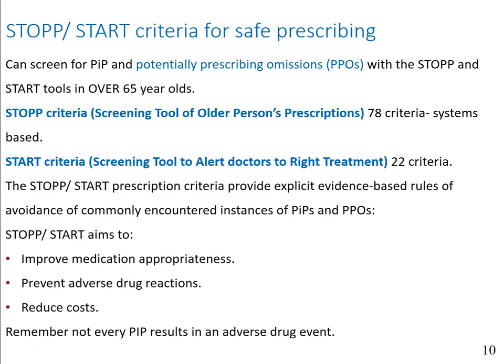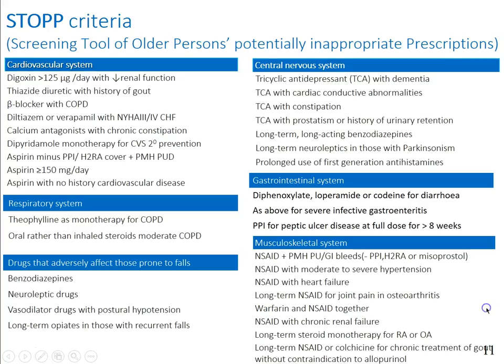The STOPP/START criteria are screening tools for the elderly to encourage safe prescribing. The STOPP criteria have quite a number of criteria which are all systems-based. The START criteria have fewer, but they provide explicit evidence-based rules for avoiding commonly encountered PIPs and PPOs. What they aim to do is to improve medication appropriateness, prevent adverse events, and reduce costs. So here are the STOPP criteria, looking at them in their systems-based collections like cardiovascular and respiratory.